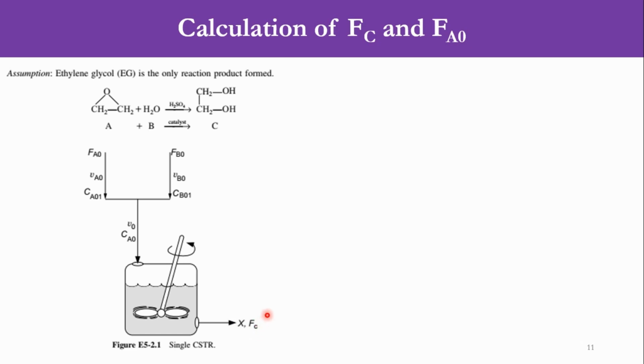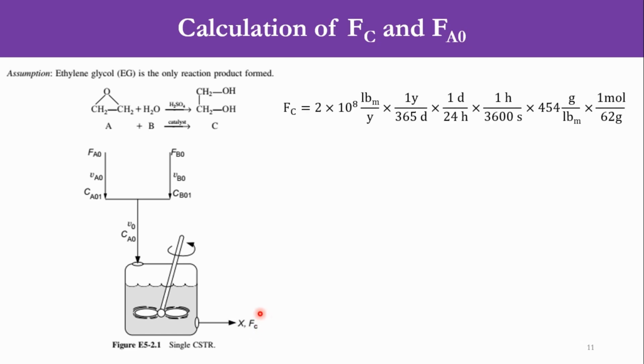So first we convert our product, which is FC, into mole per second. Accordingly, we have been given 200 million pounds per year, so 2 times 10 raised to power 8 pound per year. 1 year contains 365 days, so year cancels out. 1 day contains 24 hours, so day is cancelled out with day. 1 hour contains 3600 seconds, so this hour is cancelled out with this hour.